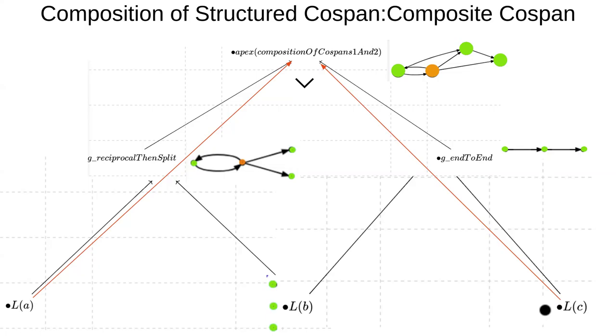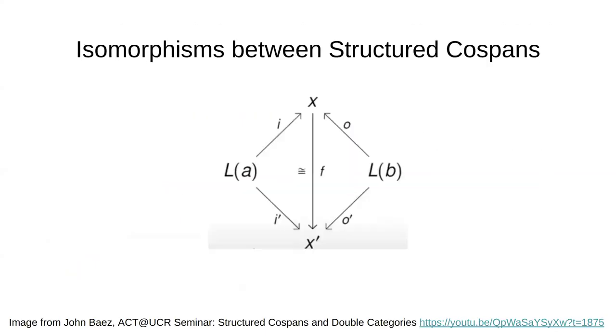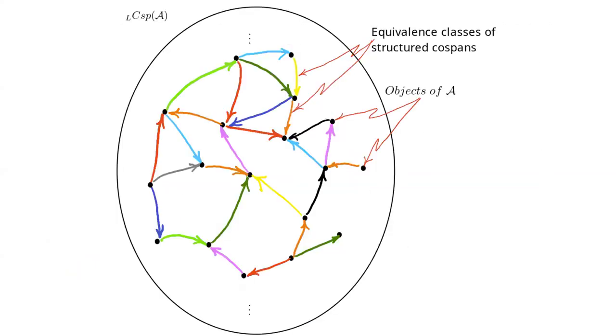So we'd like a category of structured cospans. We'd really, really like one where the objects are the objects of A and the morphisms are the structured cospans between them, but we don't get this property because composing them, it turns out, is not associative on the nose. It's kind of up to isomorphism, but it's not on the nose.